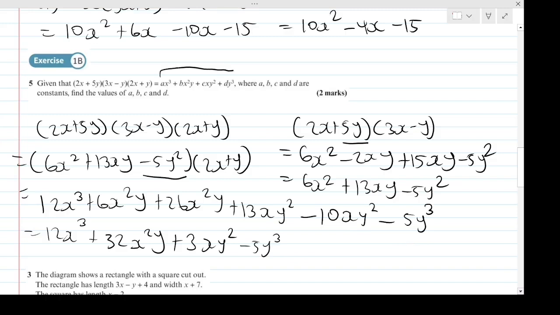In the question, it's in this form here. Ax cubed, we have an x cubed term, we have an x squared y term, we have an xy squared term and a y cubed term, exactly in the form. So if you just read off, we can tell that the coefficients, A would be 12 here, B would be 32, C would be 3, and D would be minus 5.